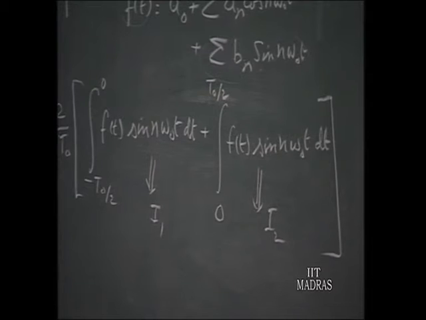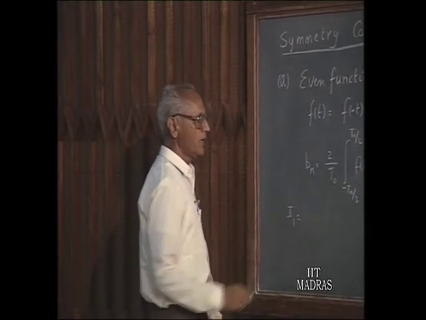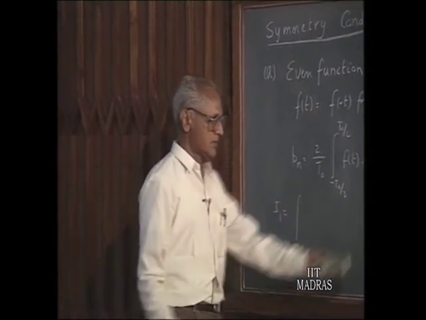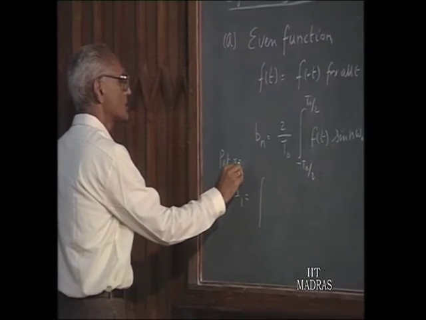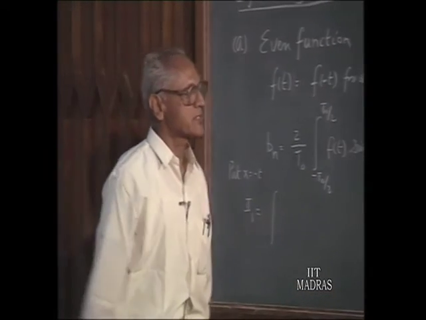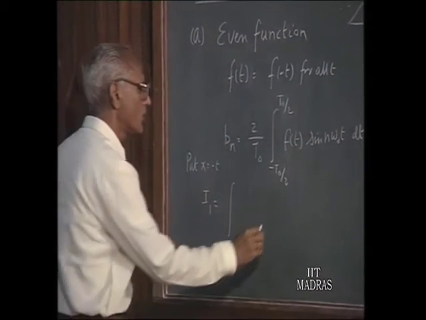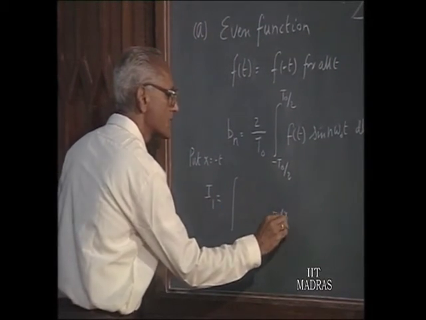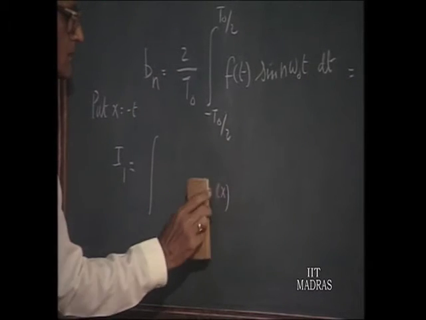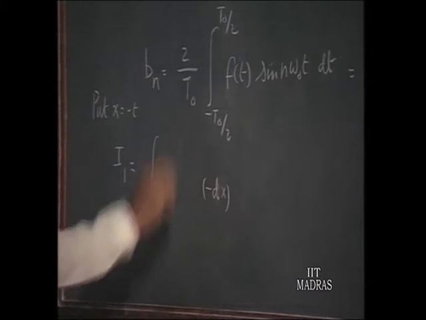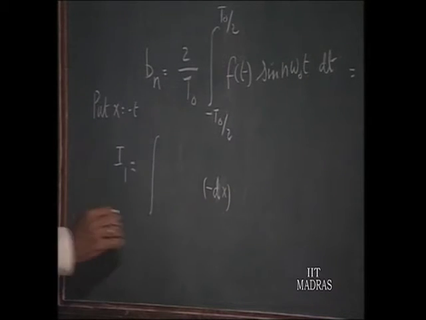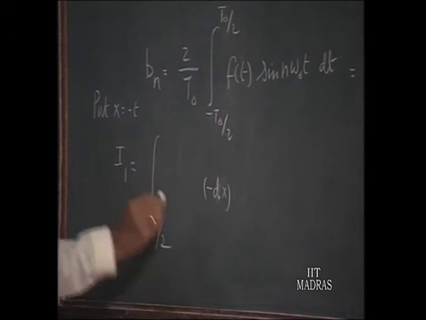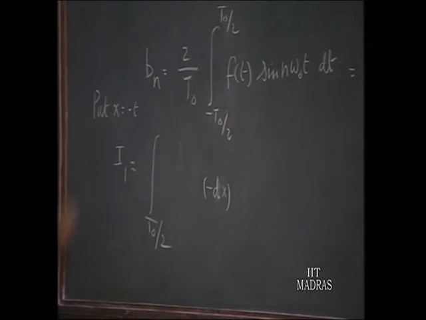So, to do this let me evaluate I1 separately. I1 will be this expression, but now in I1 I will put x equals minus t. So, I will change the variable of integration, instead of t I use x, therefore, dt will become minus dx. And since the variable of integration now is x, I must put the appropriate limits. So, when t equals minus t naught upon 2, x will be t naught upon 2, and when t is 0, x of course will be 0.